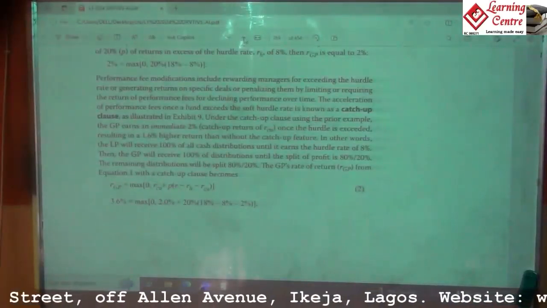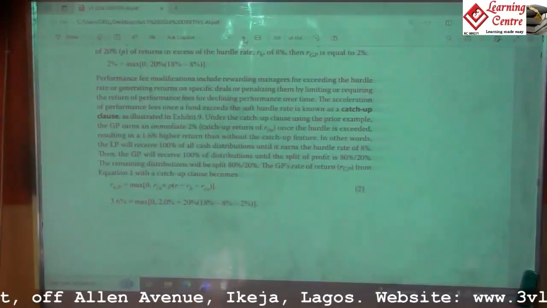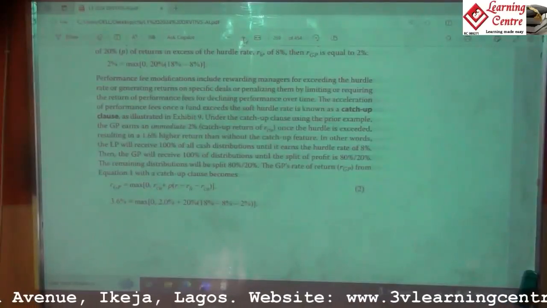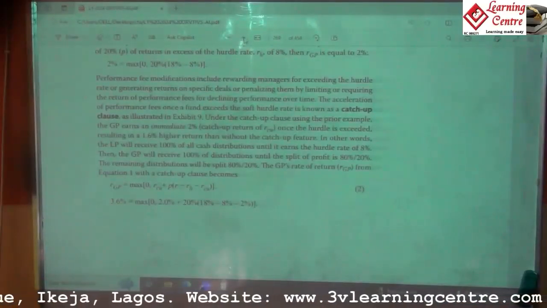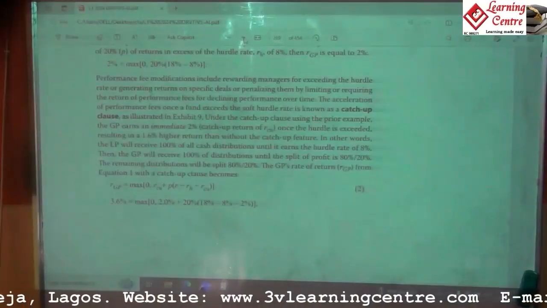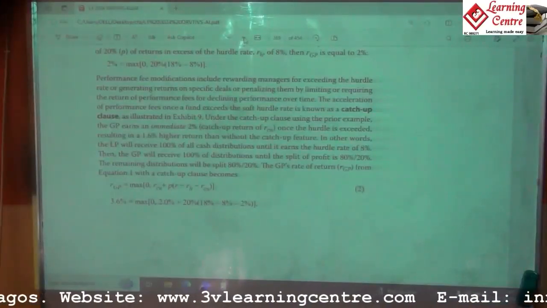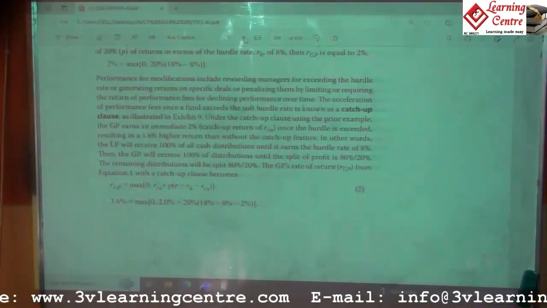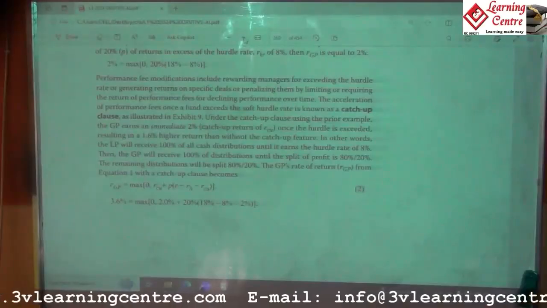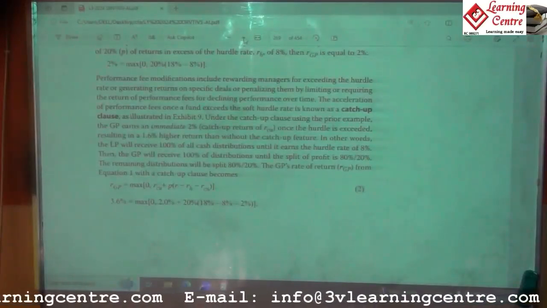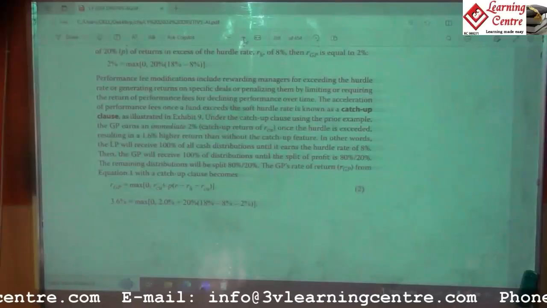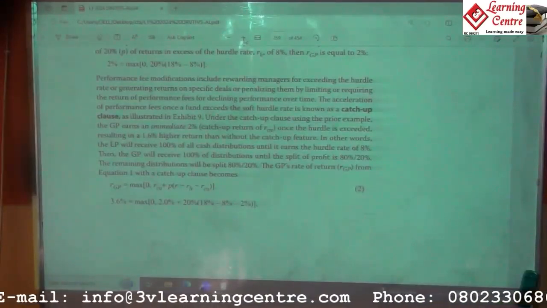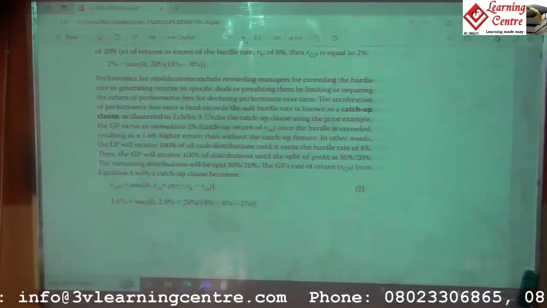So the next one is high watermark. Very interesting. Let's say for instance now, the amount you put is 100 million USD, and the general partner makes a profit and the money goes to 120 million USD. So now, for the general partner to collect another performance fee, the general partner must exceed the initial target they have made. That is the 120 million USD.